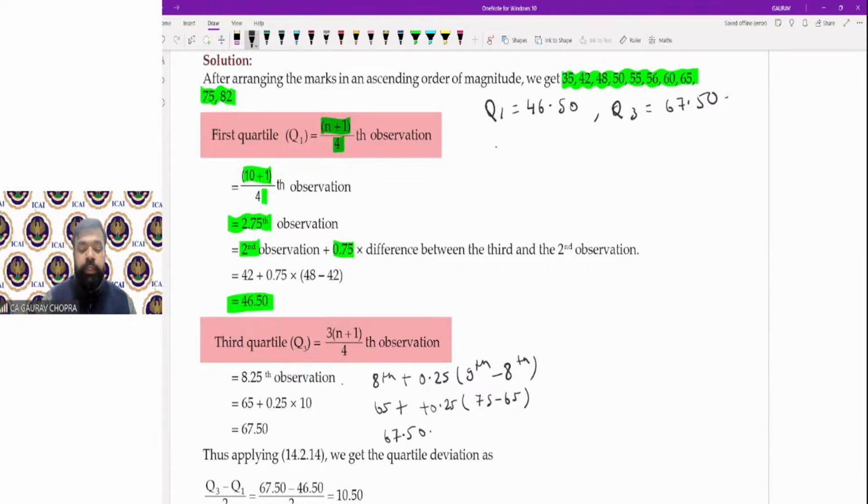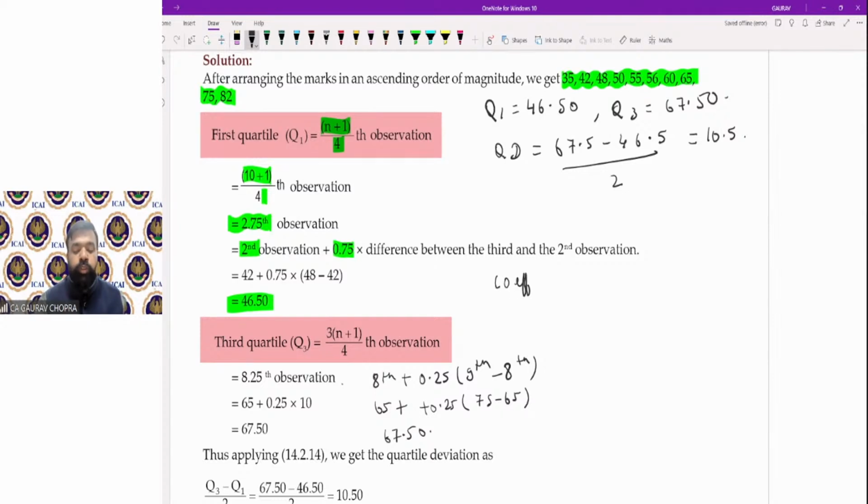Now next step is to apply the formula for quartile deviation. So 67.5 minus 46.5 and then divided by 2. You are getting 21/2, that is 10.5. This is the quartile deviation.